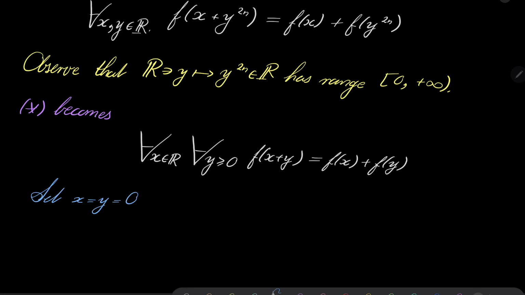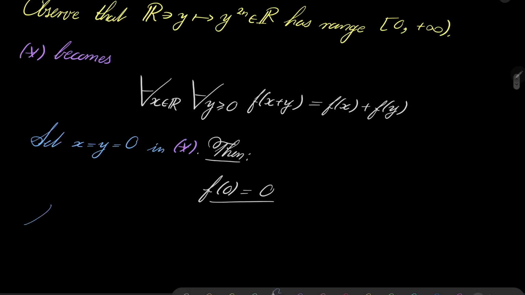In our condition asterisk, we can deduce very easily that f of 0 equals f of 0 plus f of 0, so f of 0 equals 0.